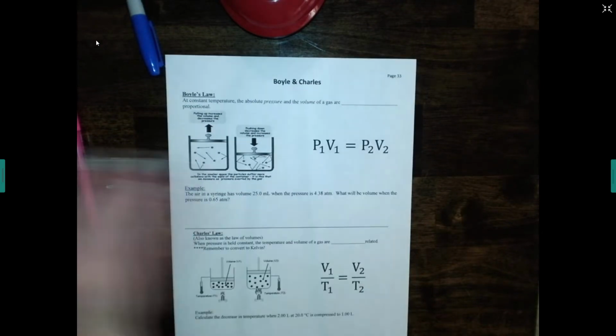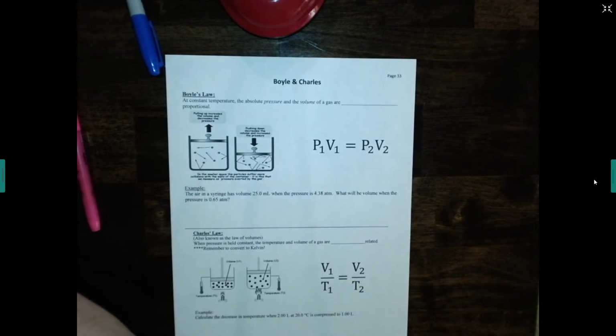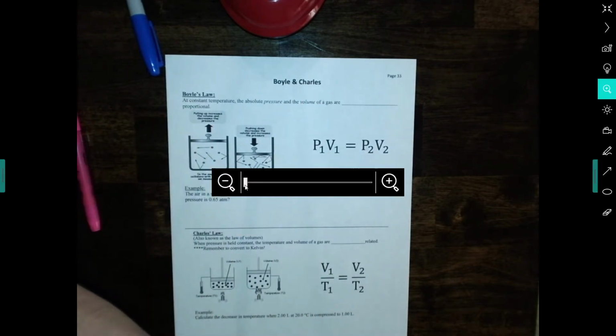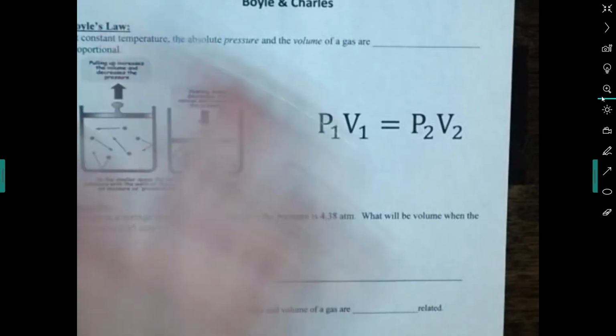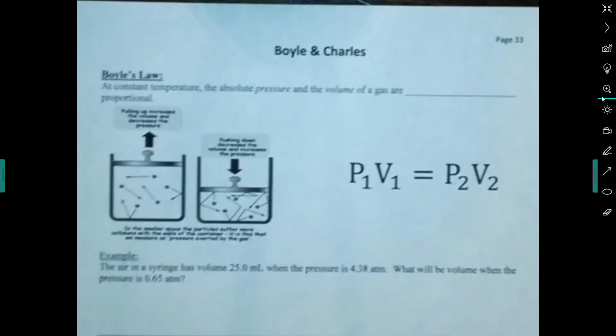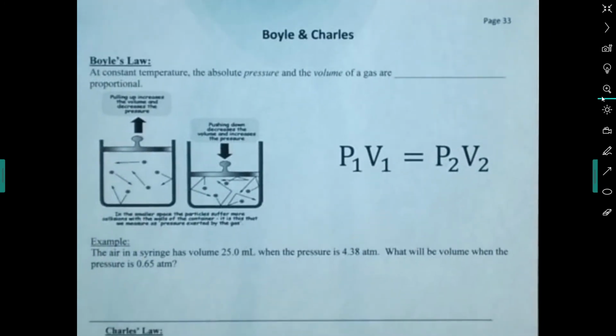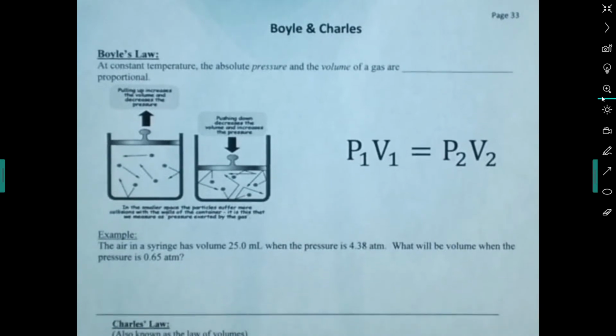All right, guys, here we have page 33. This is Boyle and Charles. These are the first two gas laws we're going to learn today. It involves a little bit of math, but I think you'll find that it's a lot easier than stoichiometry. Gases is actually one of my favorite units because it's math, but it's simple and it's fun. It's just a good time.